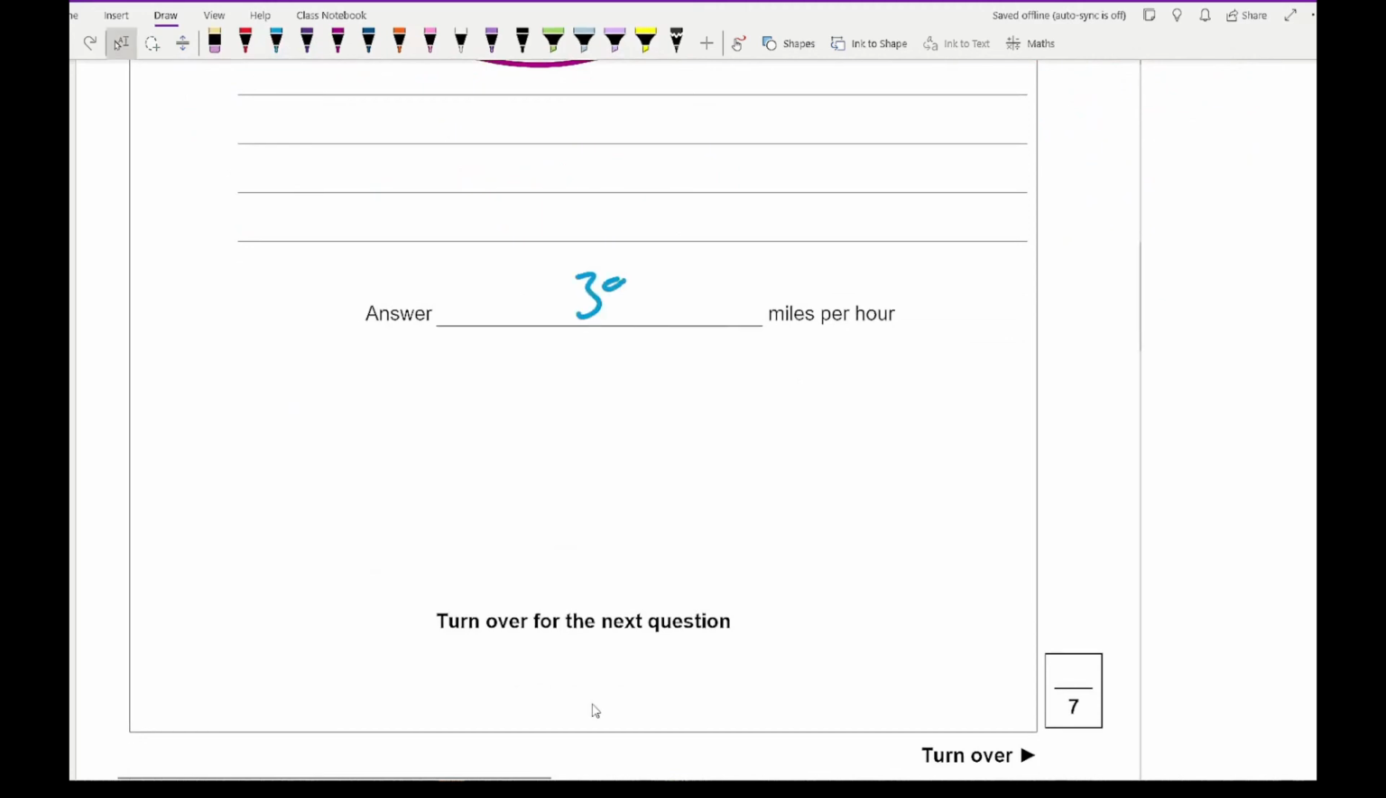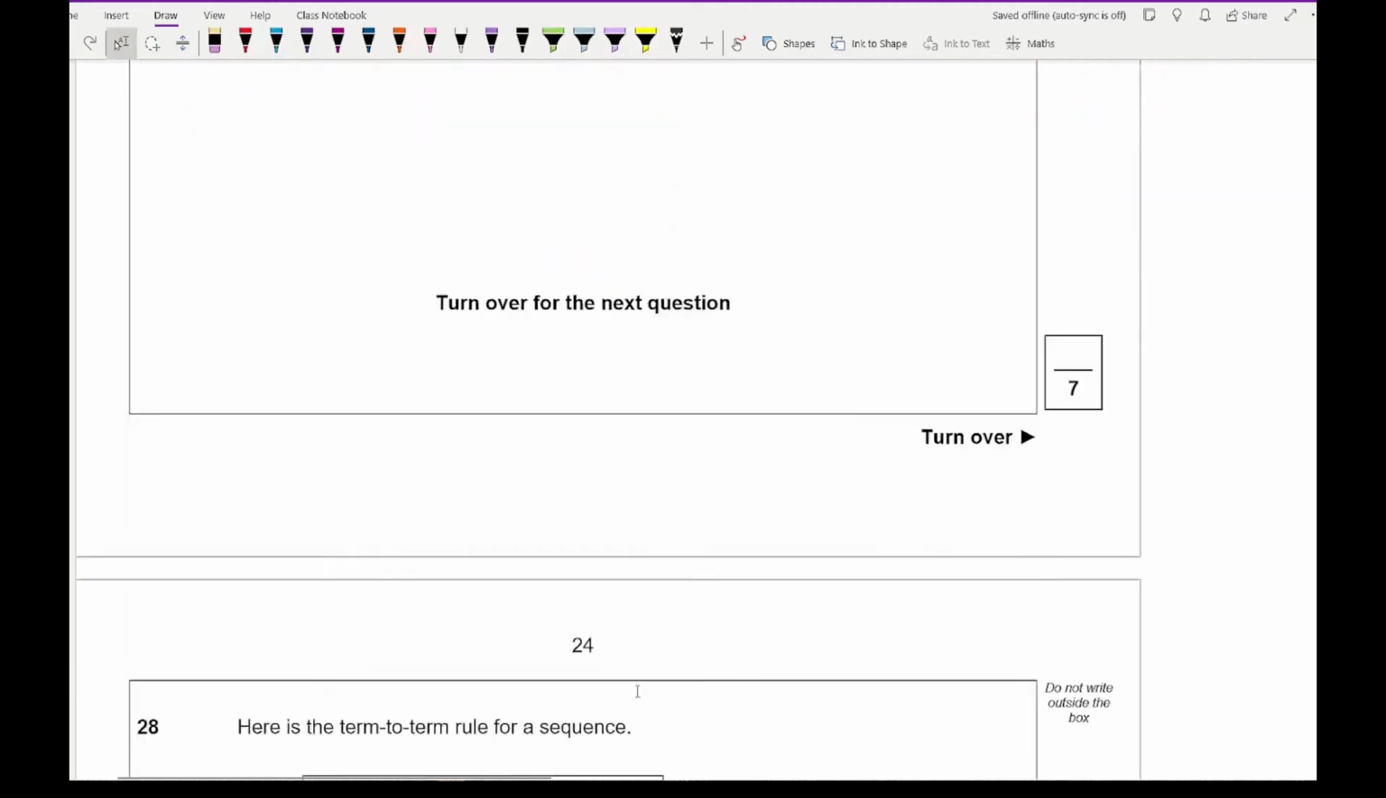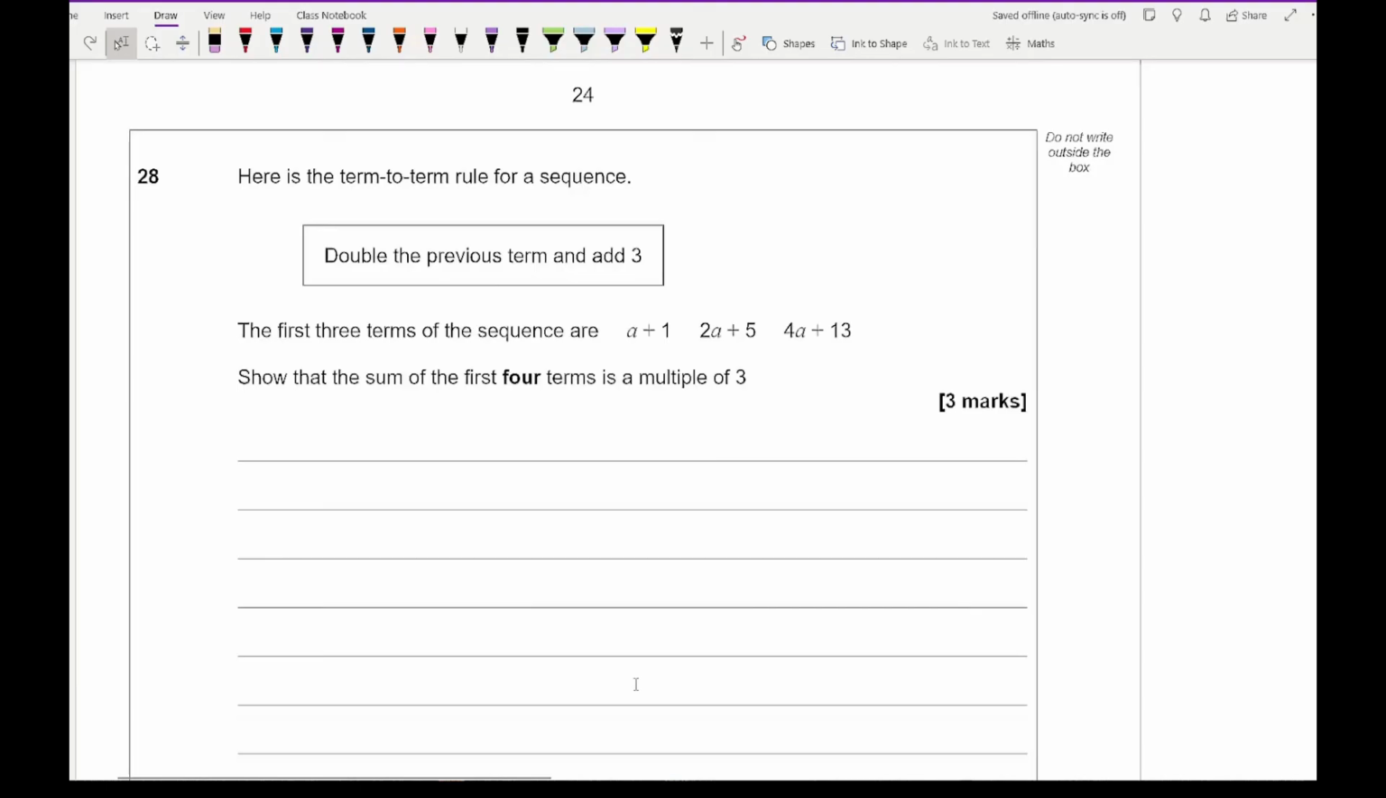So 39.6. Then moving on to question 28, it says that here is a term-to-term rule for a sequence: double the previous term and add 3. The first 3 terms of the sequence are a plus 1, 2a plus 5, and 4a plus 13. Show that the sum of the first 4 terms is a multiple of 3. Now, sum basically means add. So what I need to do is add the first 4 terms together.